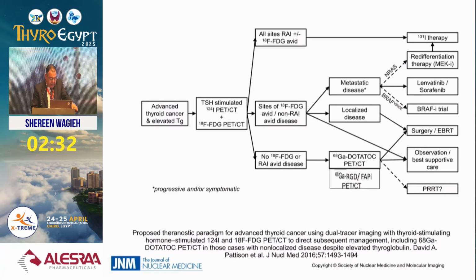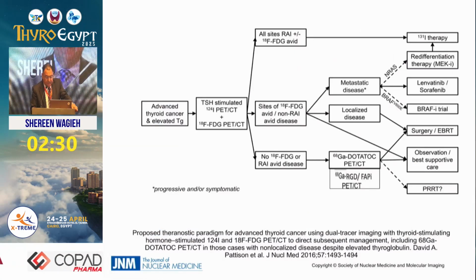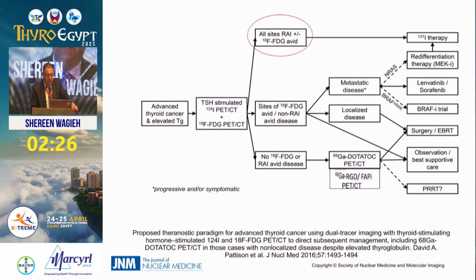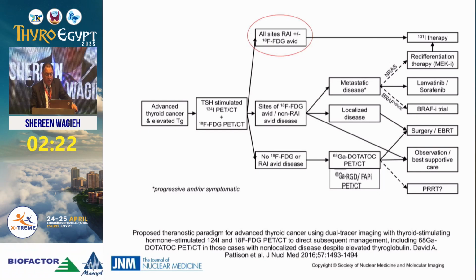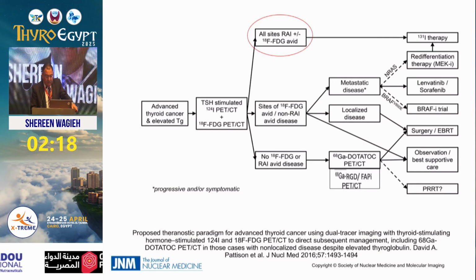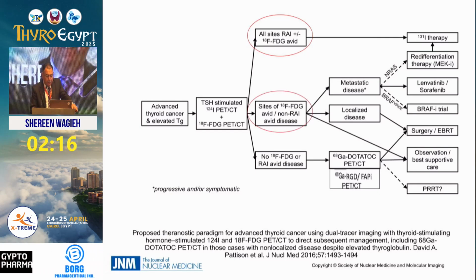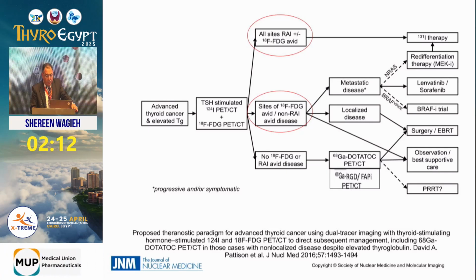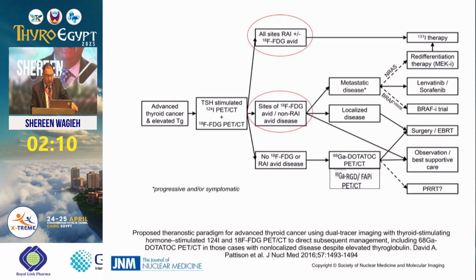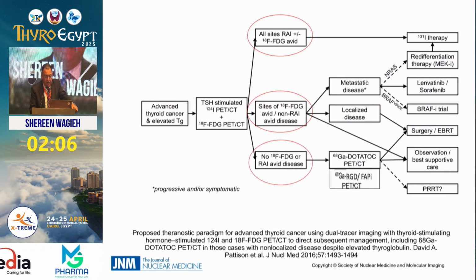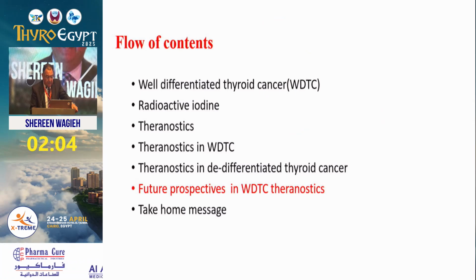This is a proposed theranostic paradigm for advanced or recurrent thyroid cancer patients using dual tracer imaging. We image first using radioactive iodine and FDG. If the radioactive iodine is positive and FDG is negative, you can give radioactive iodine therapy. While if it is the reverse, with negative iodine and active FDG uptake, you can go to other types of therapy. While if both are negative, you can use the novel theranostic approaches.